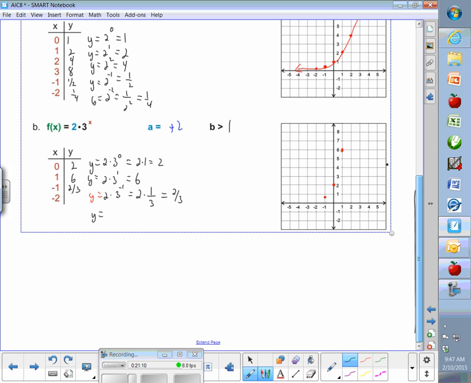And I'm going to do my last one. y equals 2 times 3 to the -2. That's 2 times 1/3 squared.